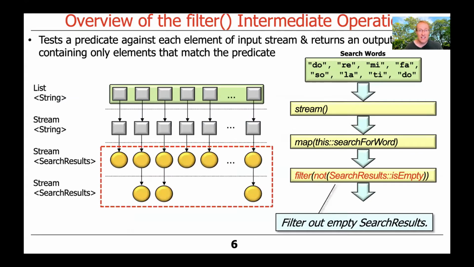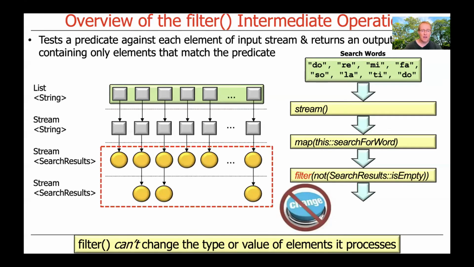The way we're going to use it here in our simple search stream program is we're going to use the filter intermediate operation in conjunction with a method reference in order to only allow elements to continue through if they happen to be not empty. So if they're not empty, we let them through. If they're empty, then we go ahead and filter them out.